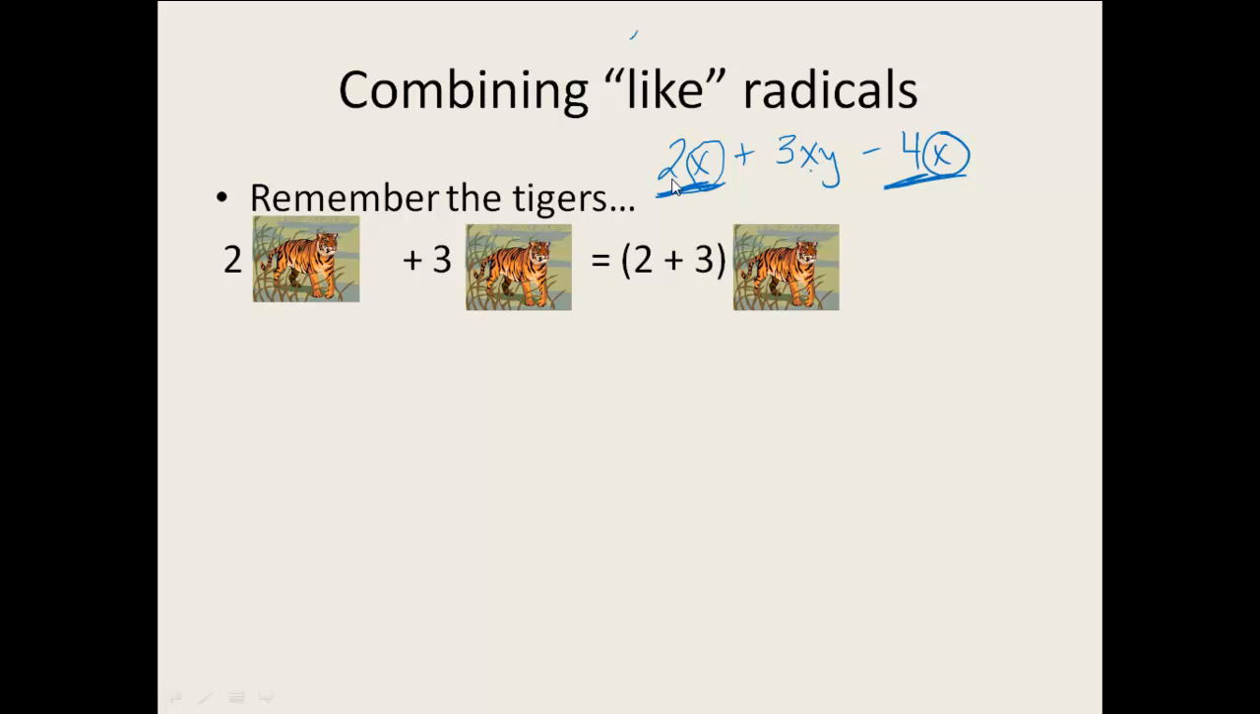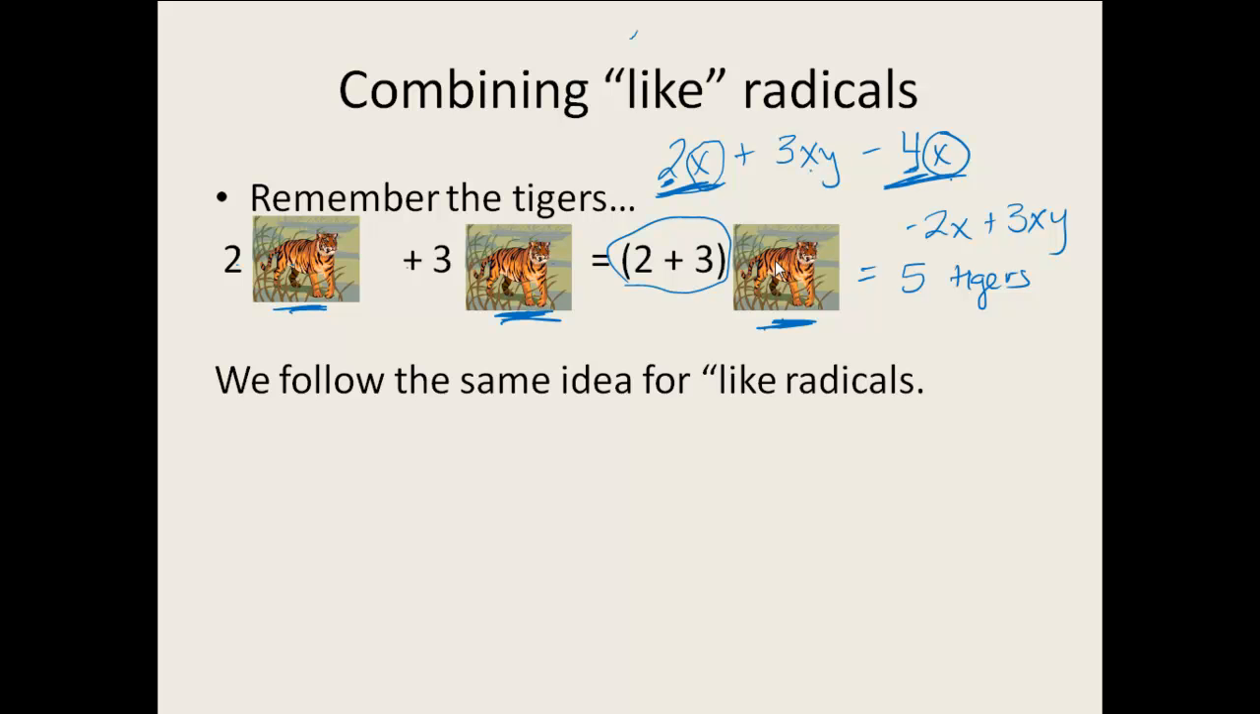And now when I combine like radicals, I would take my 2 minus my 4 and then keep my label. Do you remember the tigers from the other chapters that we've done? If I had 2 tigers plus 3 tigers, I would end up with 2 plus 3 tigers, which would be 5 tigers. Even though I have my label appearing twice, since I'm adding them, it doesn't appear twice. I just add the coefficients out in front and then keep my label. Well, we have the same idea when we're combining like radicals.